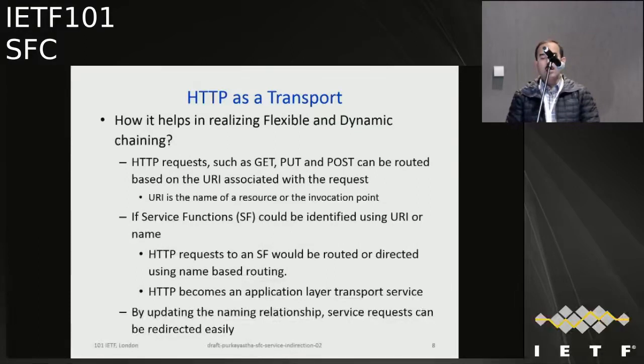And then how does it help in realizing this flexible and dynamic chaining? HTTP requests such as GET, PUT, and POST are now routed based on the URI associated with the request, and these URIs are basically the name of a resource or the invocation point. Now, if service functions can be identified using a URI or name, the HTTP request to a service function would be routed or directed using name-based routing, and HTTP becomes an application layer transport service. And by updating this naming relationship, service requests can be redirected easily as and when required.